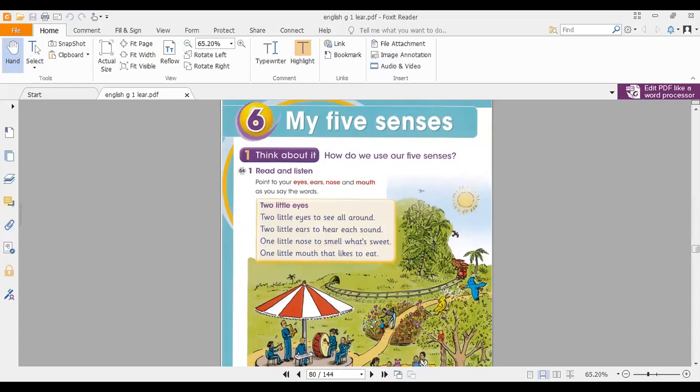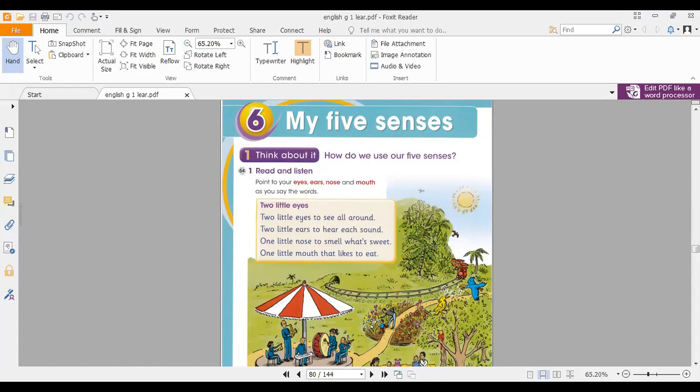One little nose to smell what is sweet. How do we smell? With the help of our nose, and we have only one nose on our face. So one little nose to smell what is sweet. One little mouth that likes to eat. How do we take in food? How do we eat? We eat with the help of our mouth. So, one little mouth that likes to eat.